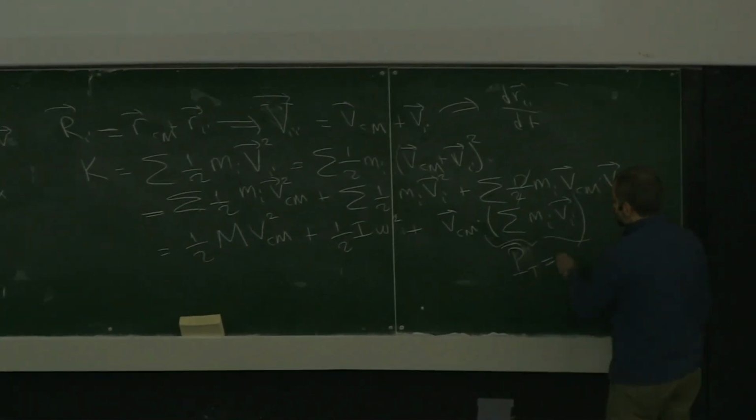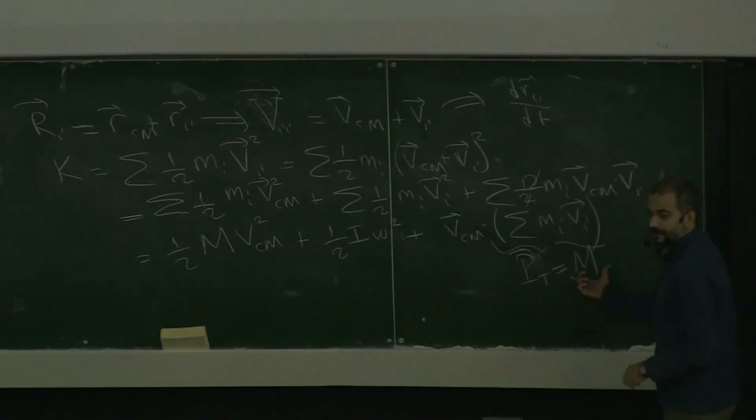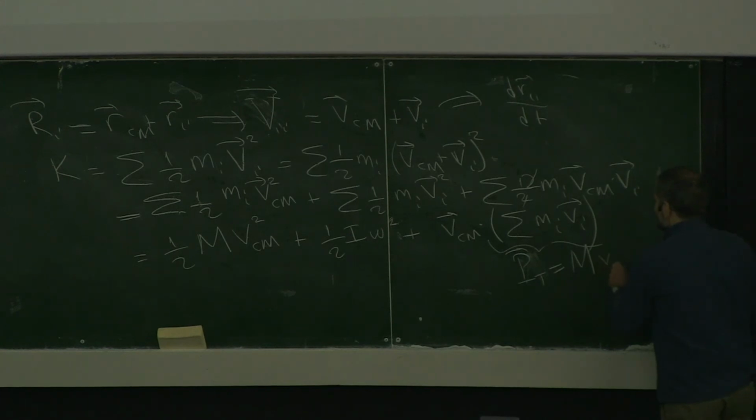But this we can write as the total mass times the velocity of the center of mass. This is how we define the velocity of the center of mass. But this velocity of the center of mass, let me put a prime. Since its v_i's are all relative to the center of mass, this is the velocity of the center of mass relative to the center of mass. But you are never in motion relative to yourself.